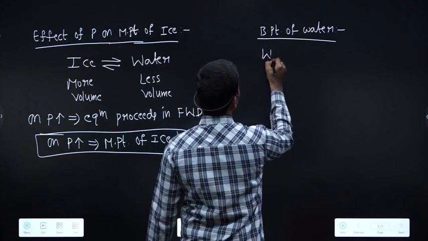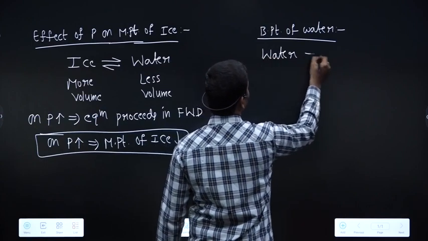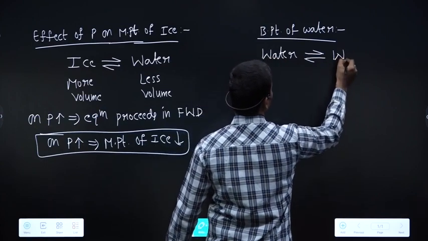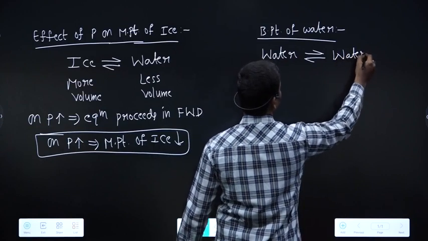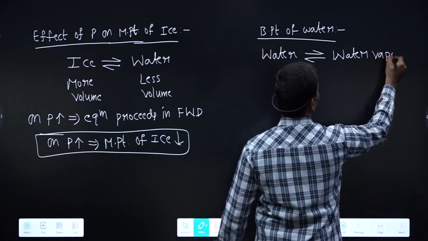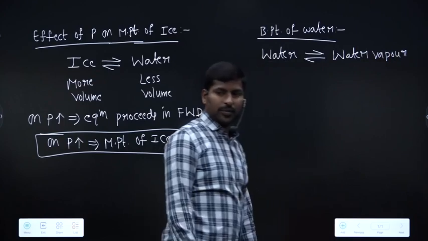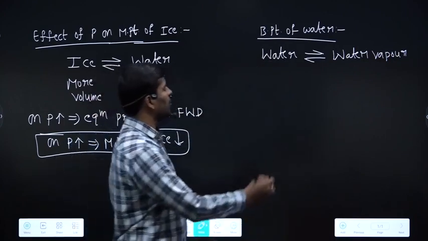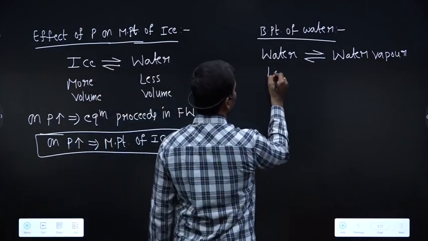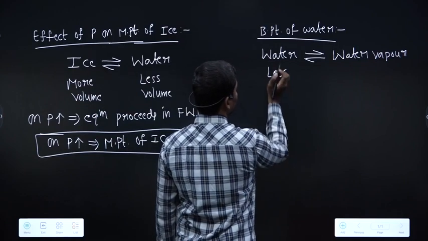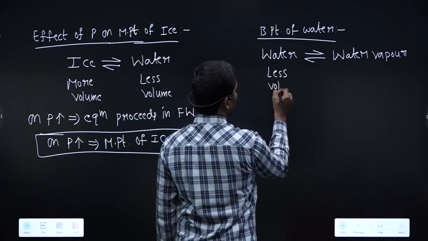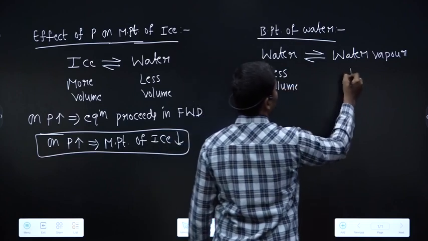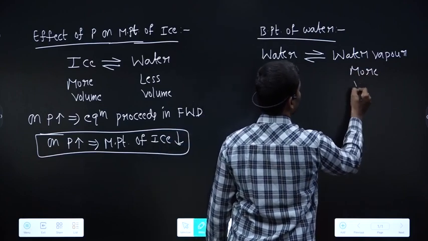So now, at boiling point we know water is in equilibrium with the water vapor. Which one occupies more volume? Water vapor occupies more volume. Water occupies less volume.